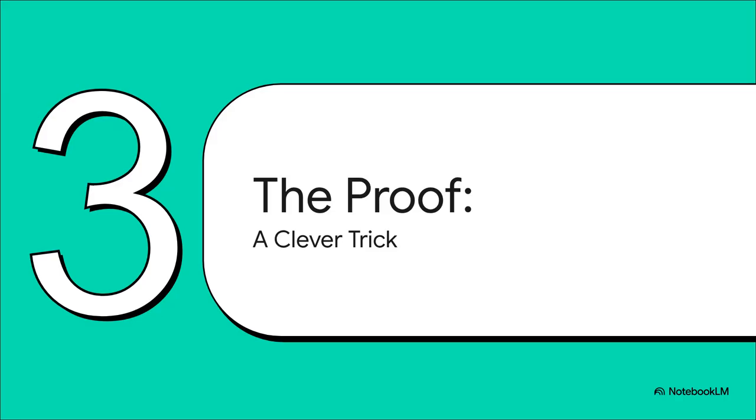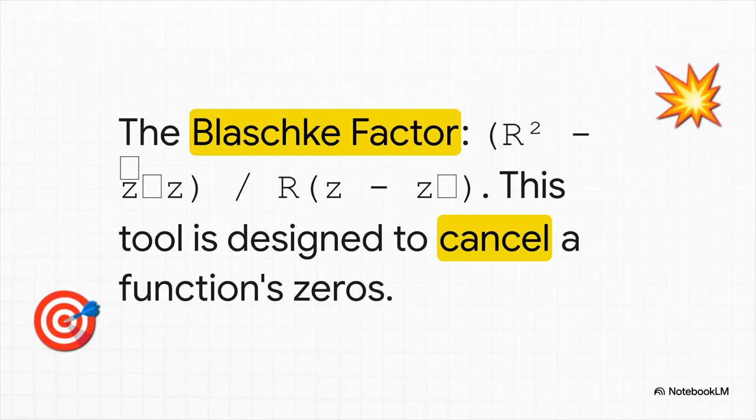And the answer is just a wonderfully clever trick. Instead of trying to wrangle the zeros directly, we're going to use a brilliant mathematical tool to just make them vanish. And here it is, our secret weapon, the Blaschke factor. Now, I know it looks a little gnarly, but what it does is actually beautifully simple. It's designed with one and only one purpose: to target a zero at a specific location, z_j, and cancel it out completely, without messing anything else up.